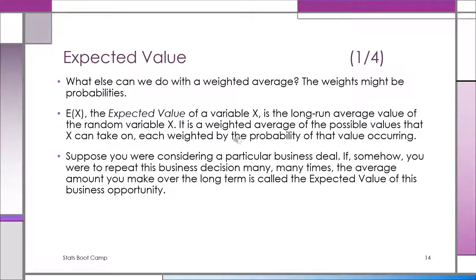You may have already learned expected value in another course, and now that you see weighted average using summation notation, I think you can pretty clearly see that expected value is nothing more than a weighted average where the weights are the probabilities, and the expected value is the long-run average value of a random variable. In other words, it's the mean of the random variable. It's a weighted average of all the possible values that this random variable can take on. Now in the next slide, we're going to be looking at an example of a business deal.